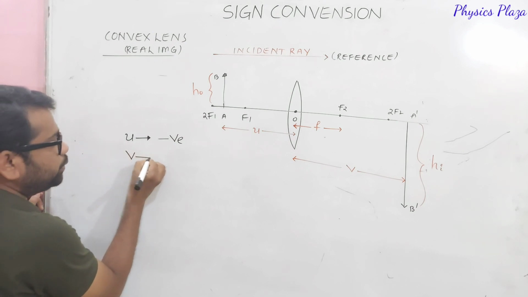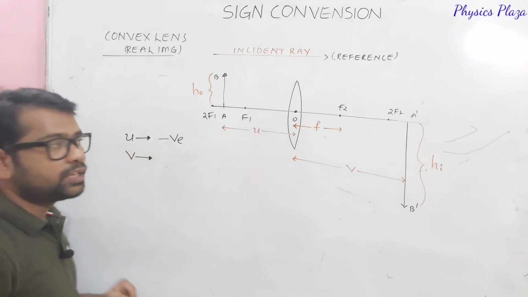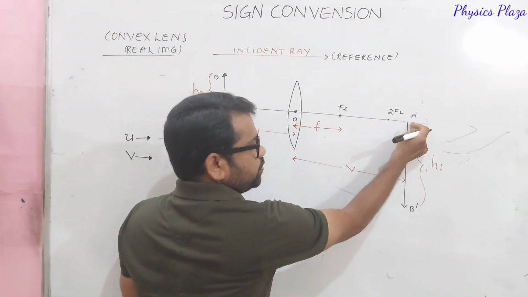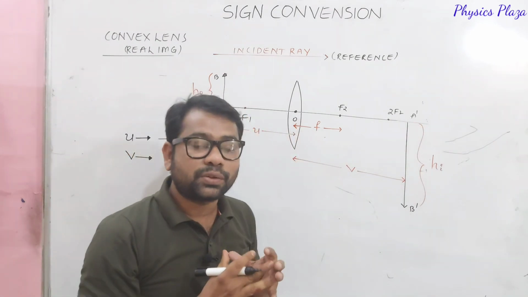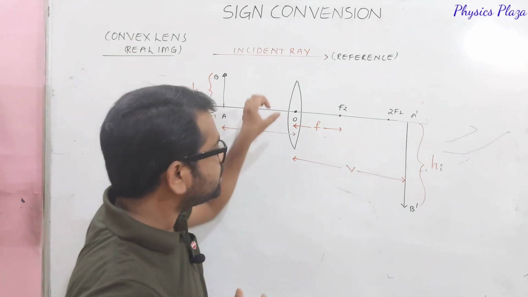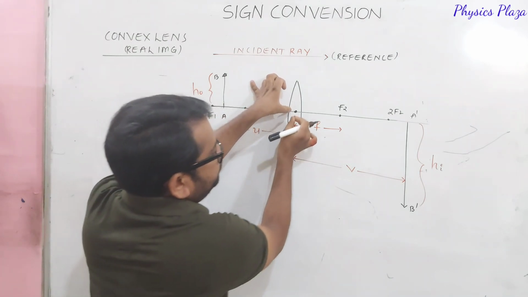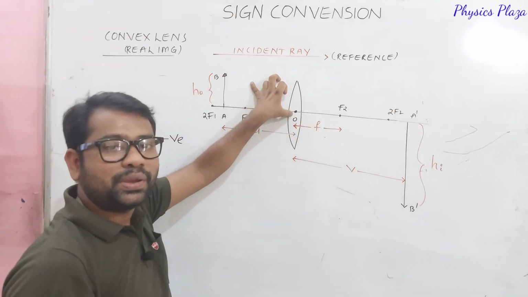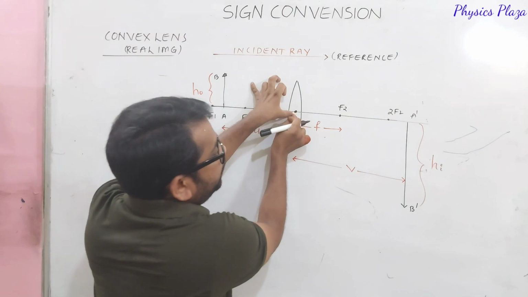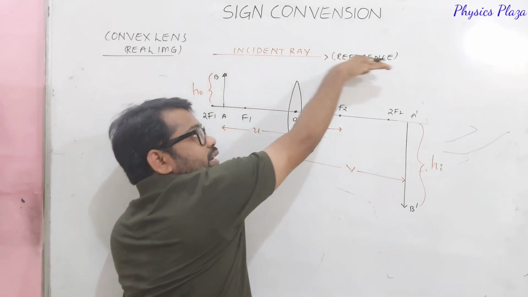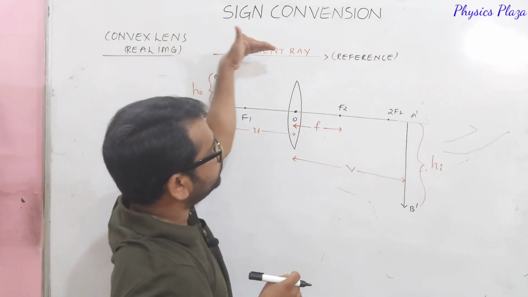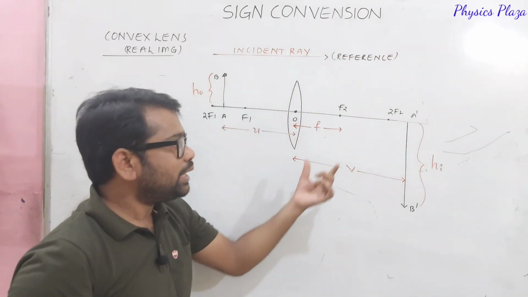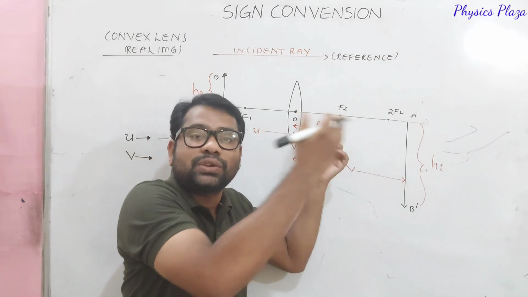Fine. Then what about V? Now look at the position of the image. Where is the image formed? Here the image is formed. If I want to measure the image distance, from where should we start, children? We should start from the optic center. So from the optic center to here we are moving. But in order to measure the image distance, children, don't you think that we are moving in the direction of the incident ray? Here the incident ray is going like this only. We are measuring from here to here only. So here the image distance is measured in the direction of the incident ray.